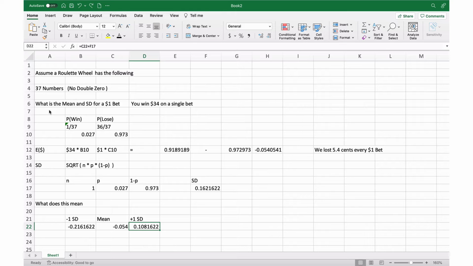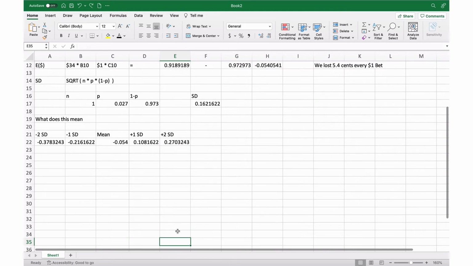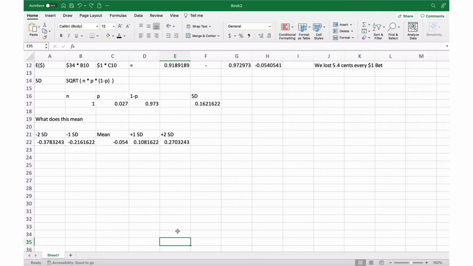If we take two standard deviations to the left and two standard deviations to the right, or negative two standard deviations and positive two standard deviations, you'll end up with negative 0.37 and positive 0.27. And remember that two standard deviations is kind of like our 95% interval. And so this means that you have a 95% chance of losing 0.378 cents or gaining 0.270 cents. And that's how we would interpret this. It's not exactly clear with $1 bets, because you're either going to win 34 or you're going to lose a dollar. But let's say that we do this multiple times.